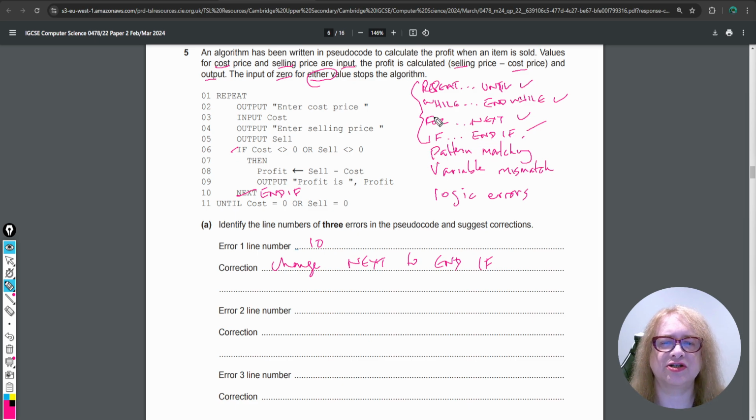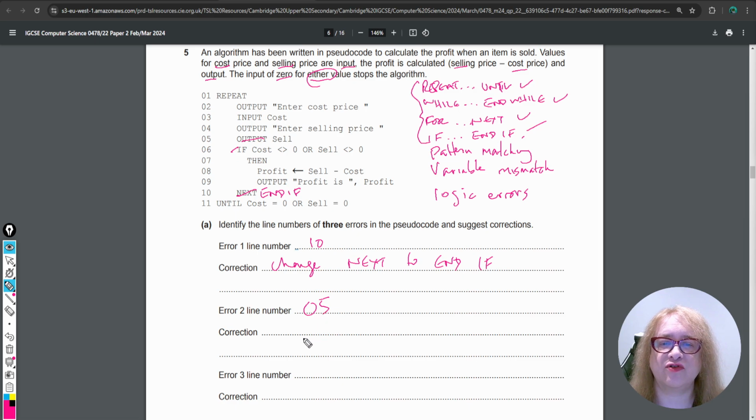With pattern matching, we're looking for things that are done multiple times to see if there's some oddness to the pattern. We can see here, we need to enter the cost and selling price. So we've got an output message, an input message, an output message, and we would expect an input message, but instead we have an output. So we want to be inputting the selling price, not outputting. In fact, output sell would not work because we haven't declared sell anywhere here in any event. So line 5 has a problem.